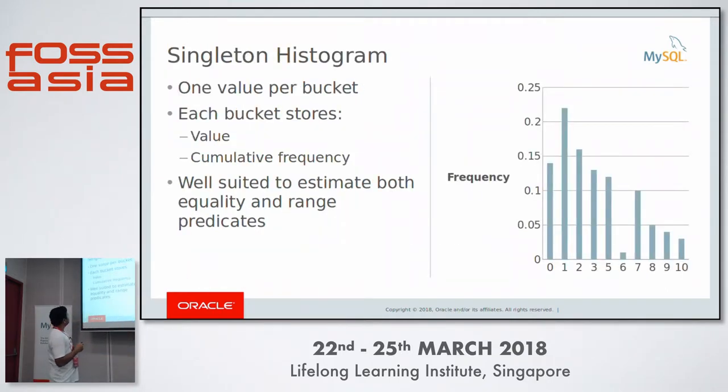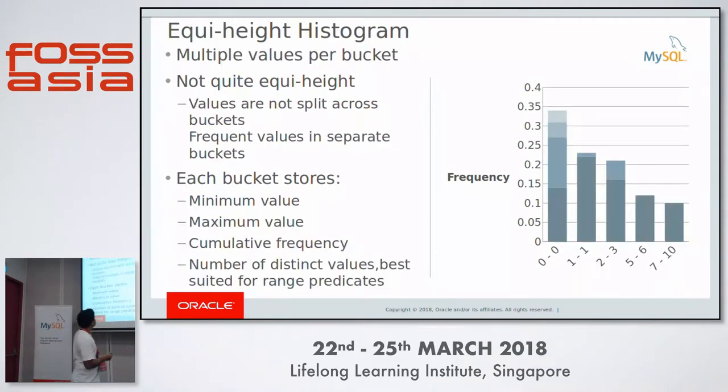So this is how a singleton histogram is going to look. It'll have each value there for each bucket, and it'll have the cumulative frequencies of these values. This is basically used when you have an equality or a range filter predicate in your query. So this is going to be helpful in this particular case.